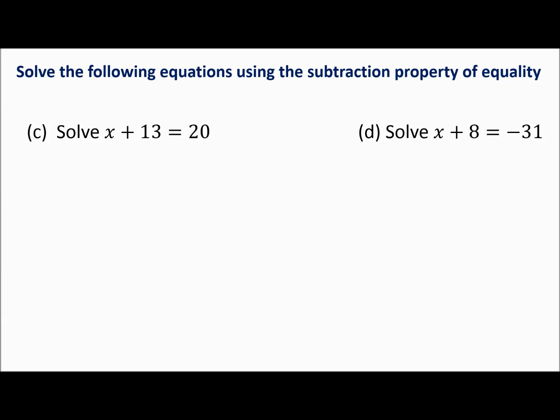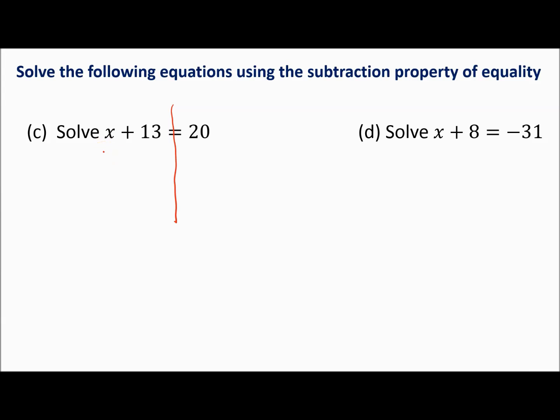Okay, so question C says solve. You notice we have an equal sign. A lot of students, when they first start learning, will draw a line through the equal sign. That's like your scale, okay? Now, your goal is to get the x by itself. It's called isolate. So I want to isolate this x value.